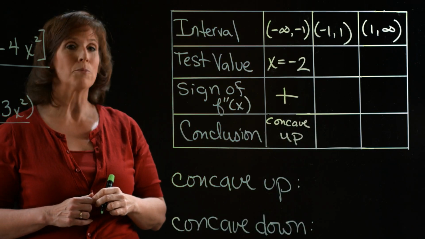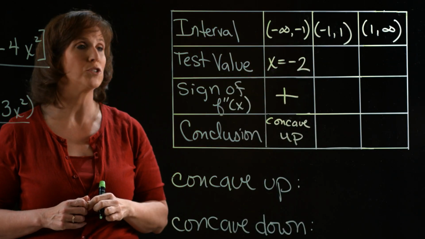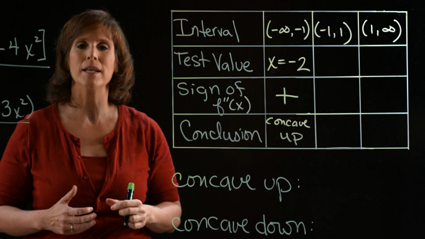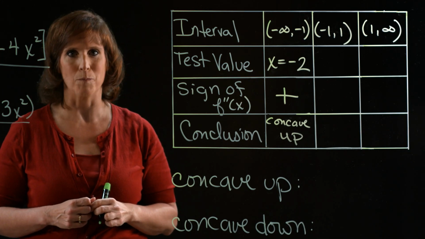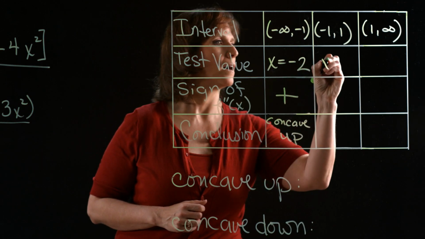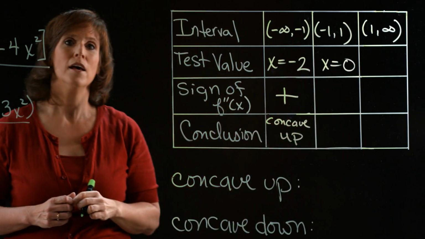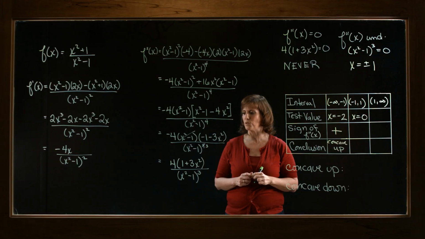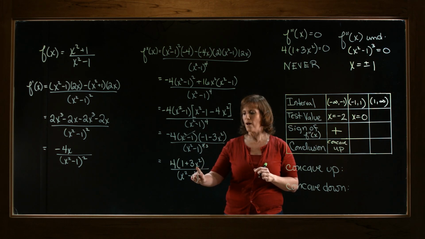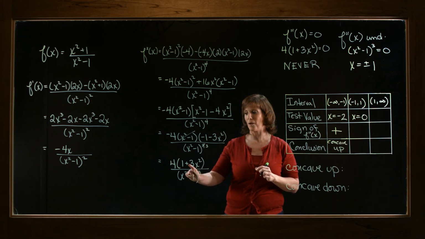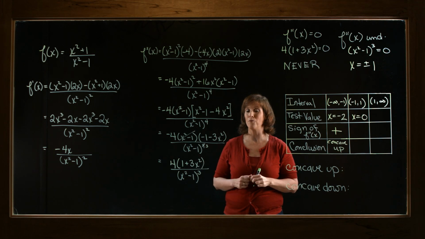All right, we're going to repeat the process for my next interval, -1 to 1. Again, choose any point in that interval. A really easy one would be x equals 0. So let's check out the sign of my second derivative. When x is 0, I'm going to square 0, multiply by 3, add 1, and multiply by 4. All positive numbers in the numerator.